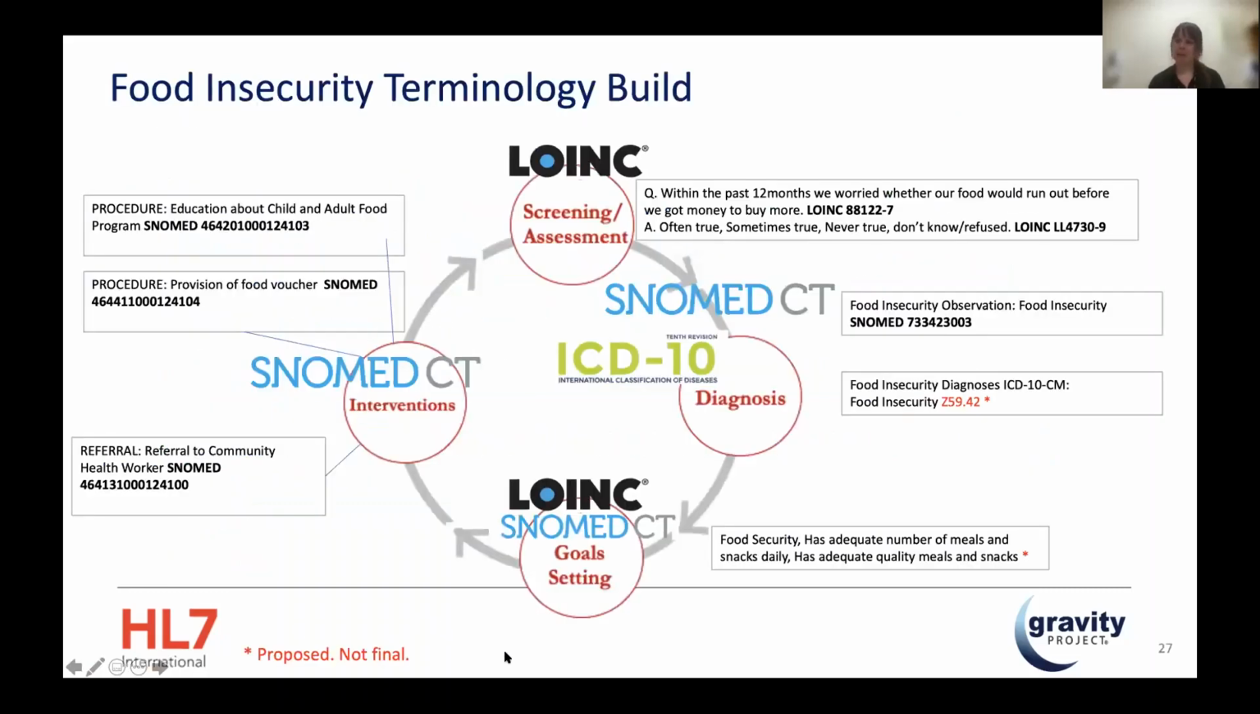This is an example of what this might look like based on what Gravity has done so far. Food insecurity was our first domain that we covered. It's actually how I came into the project. I came in as a food insecurity expert, and I am an accidental informaticist. So this is what happens, I guess.